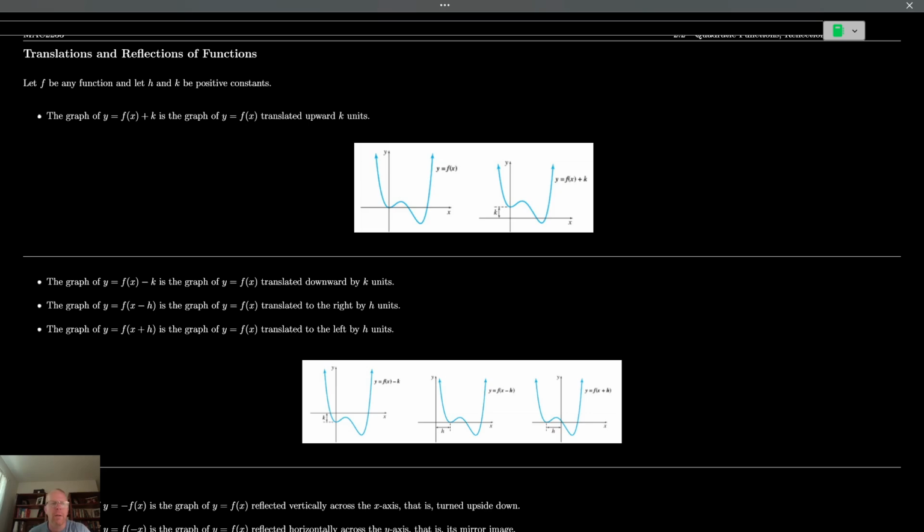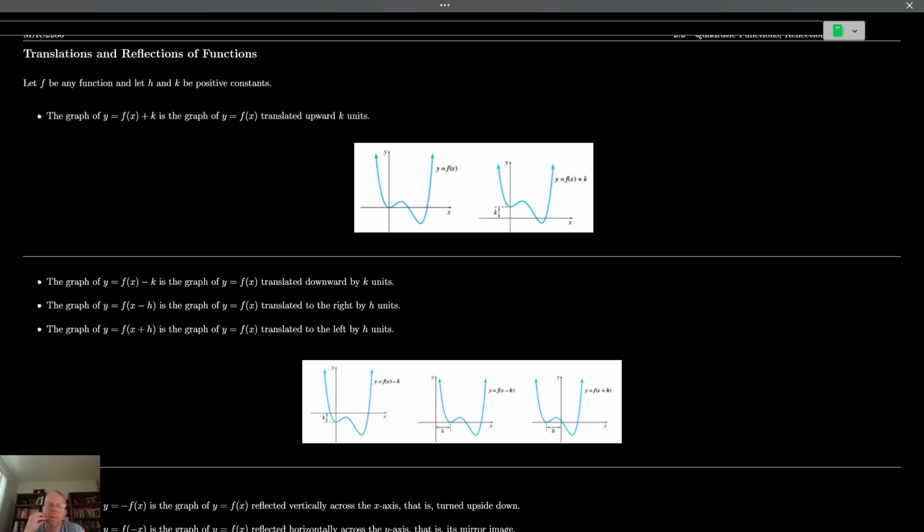All right, so let's talk about translations and reflections of functions. This section is about what happens if you add a constant to a function, if you multiply by a constant, or if you throw a negative in there. What does that do to the graph of the function?